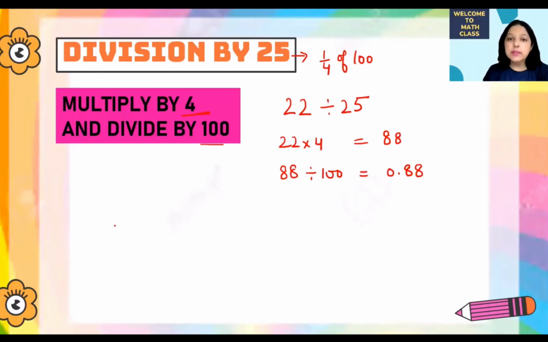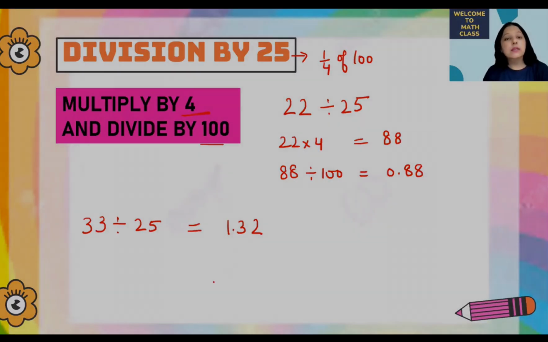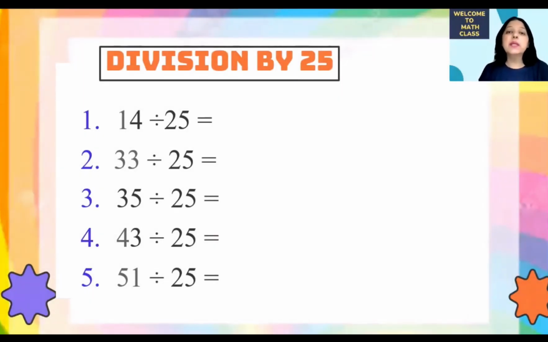Let's take another example. Suppose you want to divide 33 by 25. Now quickly multiply 33 by 4. So 33 times 4 is 132. And 132 by 100 will be 1.32. Like I told you the concept, multiply it by 4 and then divide by 100. So 14 times 4 is 56, so it will be 0.56.